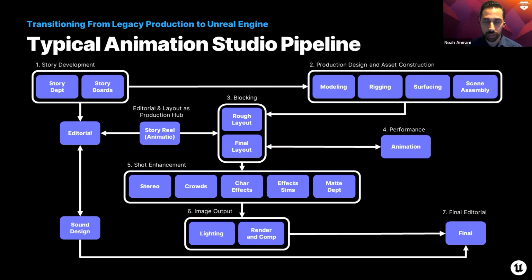And then you get into blocking. Once you have those assets made, you start doing that rough layout. You get everything going into final layout and refining your animation and the performance. Then once you have the performance locked in, you get into your shot enhancements, adding things like stereoscopic conversion or cameras, crowds, other additional character effects, effect simulations, doing matte painting work, and your final outputs within lighting, rendering, and comp. And then all that goes out to your final editorial that gets comprised with sound design and so on. So, a typical workflow that most of you are already familiar with.